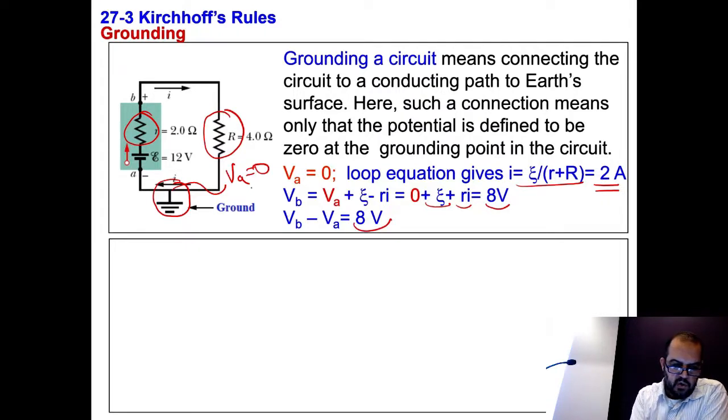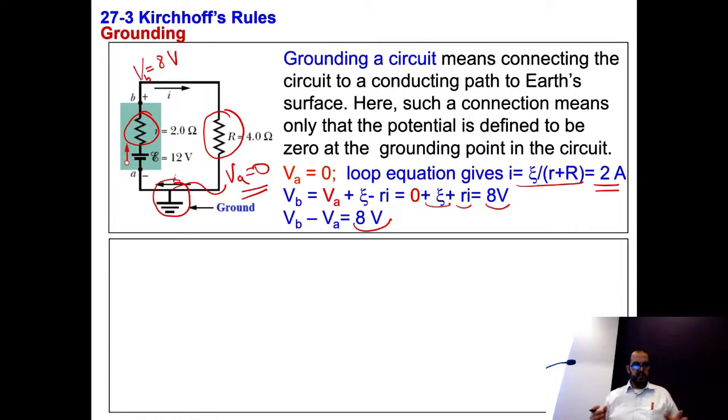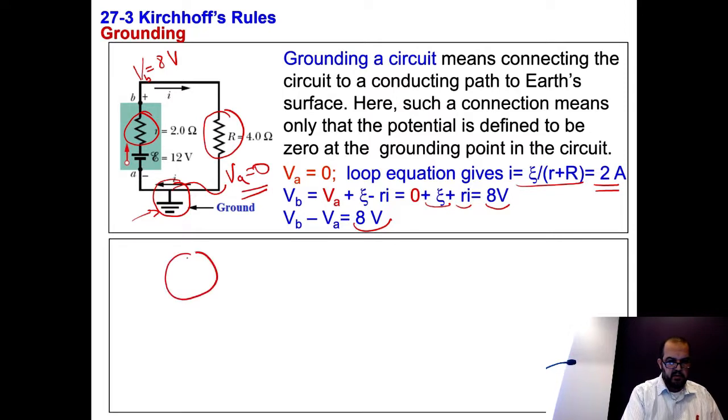Since VA is equal to 0, that means VB is going to be equal to 8 volts. So that means if you connect this circuit and it is grounded, and you bring a voltmeter, so this is a voltmeter, usually you connect the ground to ground.